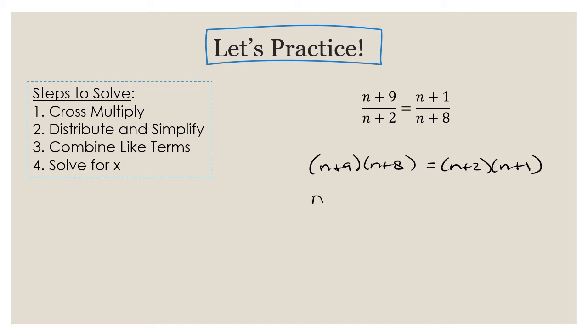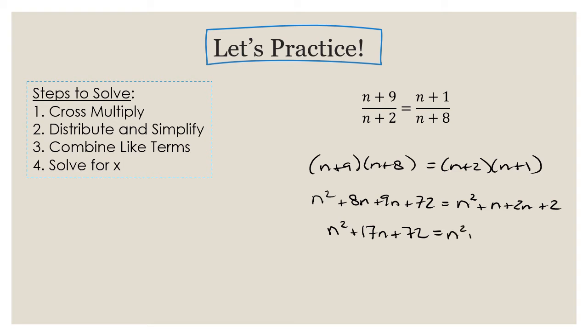N times n is going to give me n squared. N times 8 is going to give me 8n. 9 times n is going to give me 9n. And then 9 times 8 is going to give me 72. Same thing on the right. First term is going to be n squared, then plus n, then plus 2n, then plus 2. Now let's simplify this. It gives me n squared plus 17n plus 72 equals n squared plus 3n plus 2.